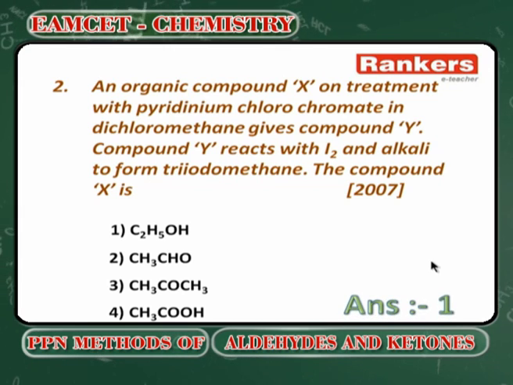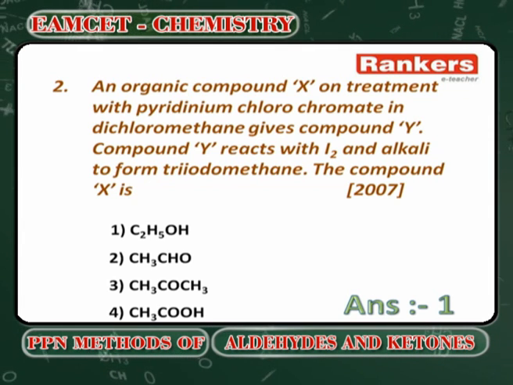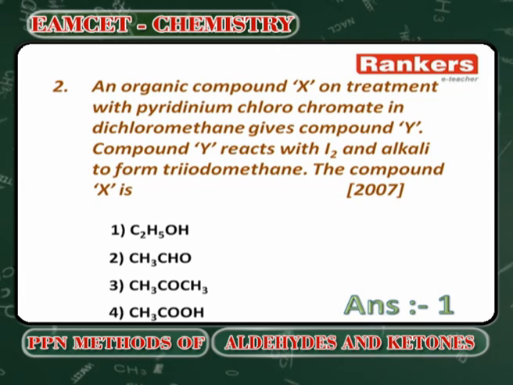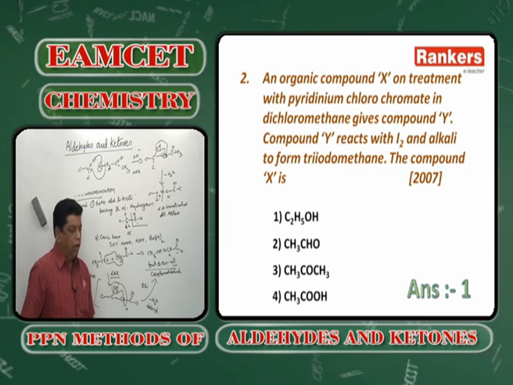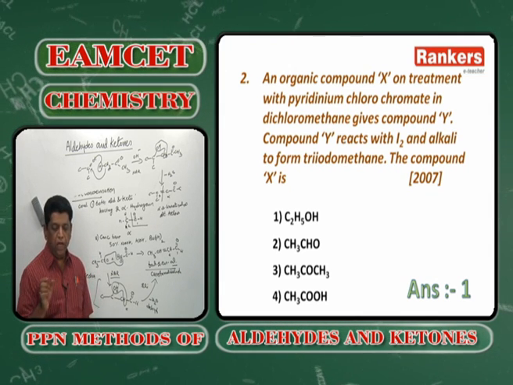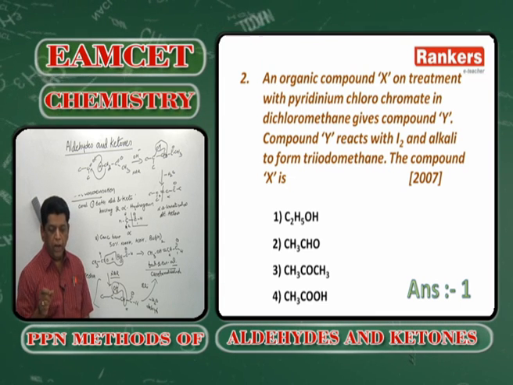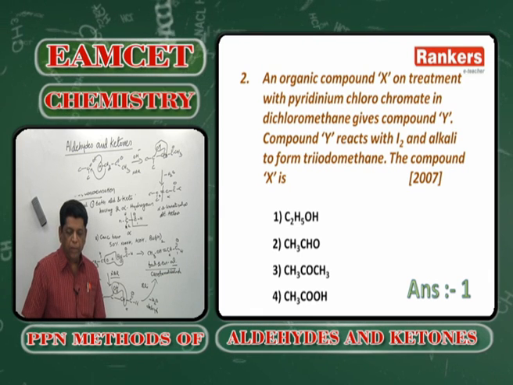Next, an organic compound X on treatment with pyridinium chlorochromate, PCC, in dichloromethane or chloroform gives a compound Y. Compound Y is nothing but the carbonyl compound, because organic compound X is an alcohol. Alcohol on treatment with this mild oxidizing reagent gives the carbonyl compound. The carbonyl compound with iodine and alkali undergoes the haloform reaction, which we have seen in the chloroform chapter.